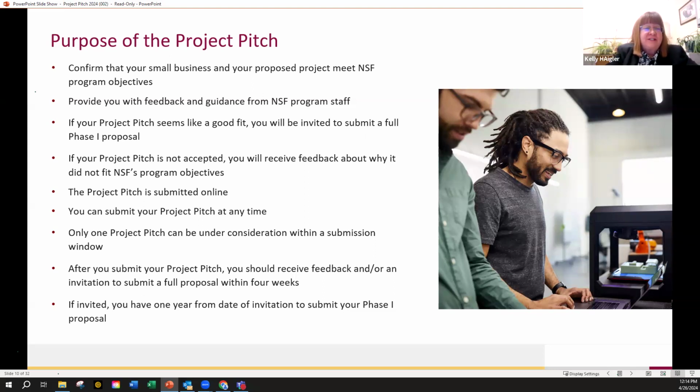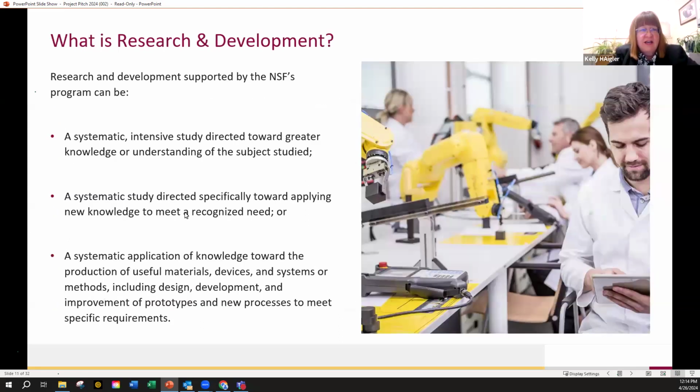You are limited to only having one project pitch under consideration during the submission window. And after you submit your project pitch, you will get feedback within 4 weeks. If you're invited for a full proposal submission, you get 1 year from the date of submission to submit your phase 1 proposal. Okay, next slide.